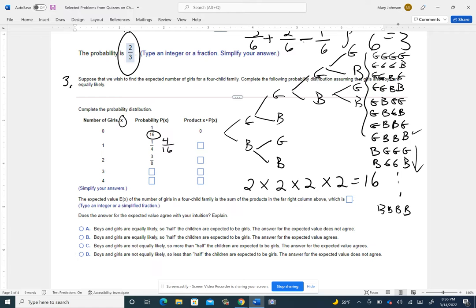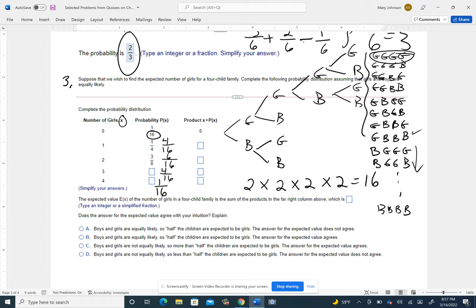And then for 2 girls, you'd look for everything that had exactly 2 G's in it. And so you'd count those up, and that would have turned out to be 6 out of 16 if I had completed my list. And then there's symmetry going on. For 3 girls, we'd be back to 4 out of 16. And then for 4 girls, okay, there's only 1 possibility with all 4 girls. There it is, out of the 16.